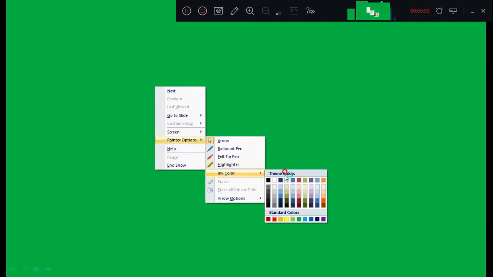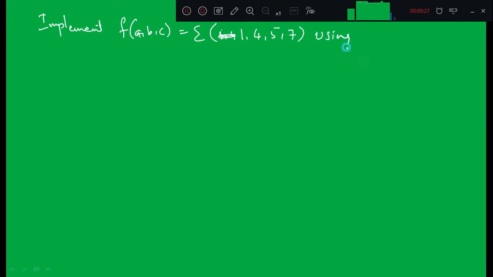Okay, let us continue with the next example. Implement f of a b c is equal to summation of 1 4 5 7 using 4 is to 1 mux, right? So we will implement this function using 4 is to 1 mux.